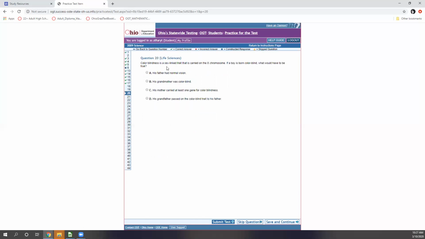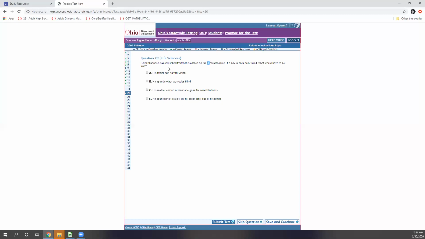Okay, color blindness is a sex-linked trait that is carried on the X chromosome. If a boy is born colorblind, what would have to be true? First you need to know that the X chromosome is the female chromosome. You might want to write that down. I know this is not great, but I remember X chromosome is female because it kind of looks like a dress. I don't know if that's even real, but X chromosome is the female, Y is male.